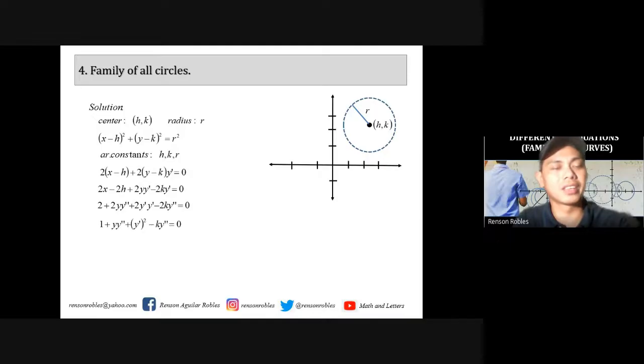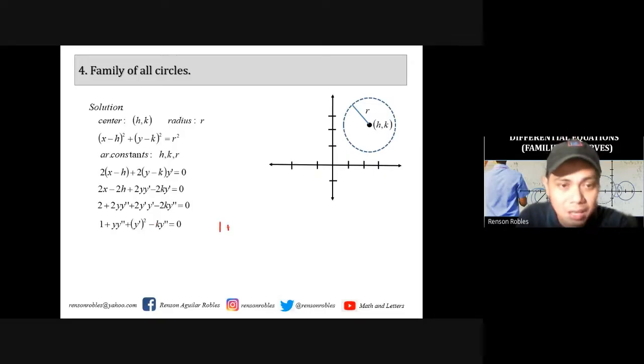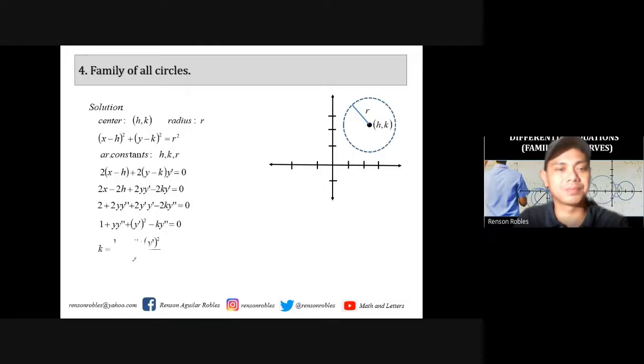All right. And then as you can notice, after the second differentiation, you can still see this k. There's one more arbitrary constant present in the equation. And again, to easily facilitate the differentiation, we can isolate that k. So you shall have 1 plus y double prime plus y prime square, right, is equal to k y double prime. And then you divide everything by y double prime. All right. So you get this.